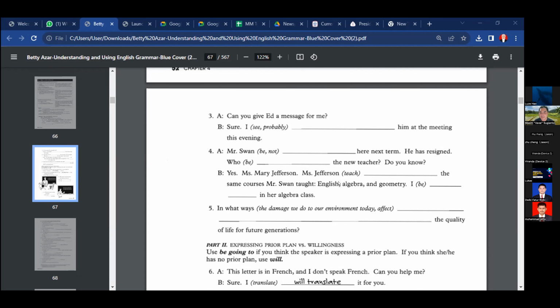We have an exact, but who will be the new teacher? I think it is will because even he doesn't know. Do you know? He asked. Yeah, I agree. But if it's a wrong answer, so is going to mean I decided to do this thing. Yes, already decided. If you're sure about one thing, I'm sure I will do this thing.